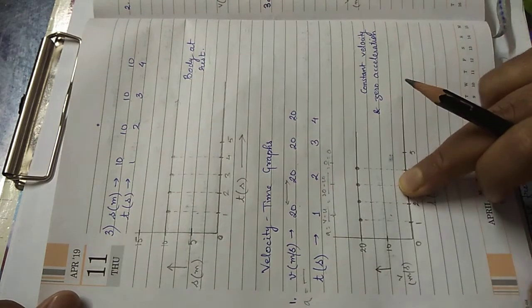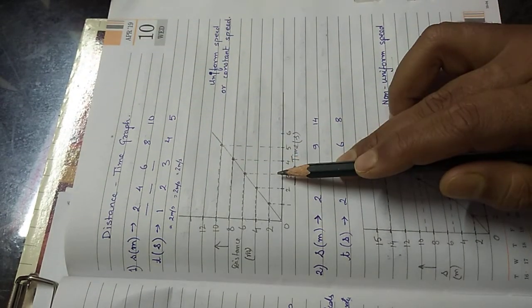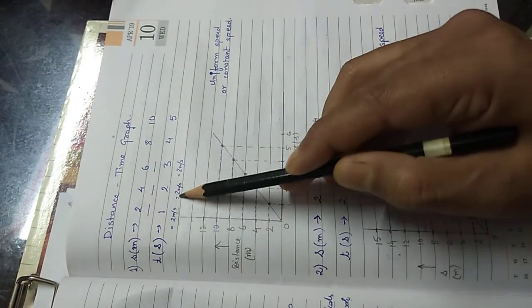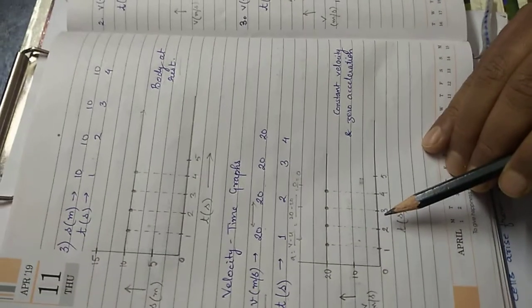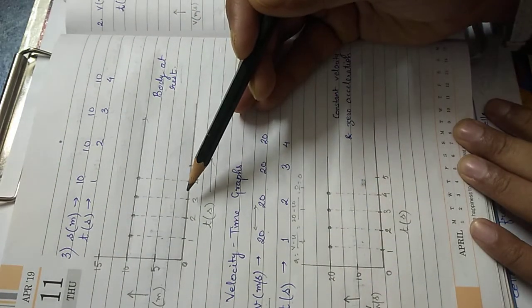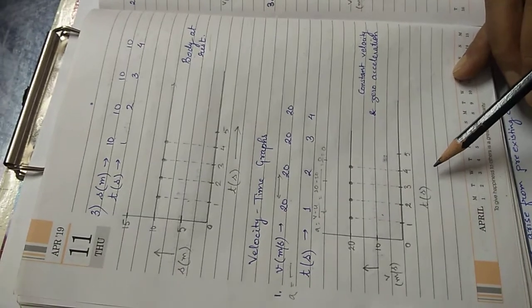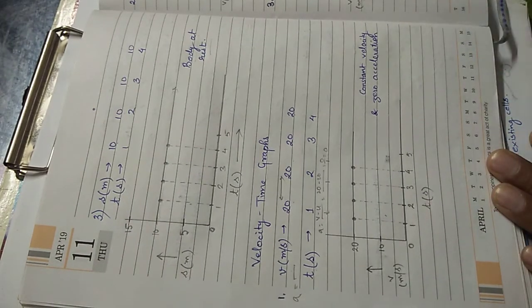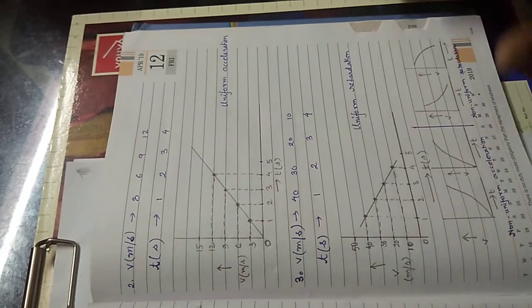Now this graph has the same meaning as this distance time graph. Here also we are finding what? That the speed is constant. So this distance time graph has the same meaning as this velocity time graph. Don't think that this graph and this graph are the same. No, this is the distance time graph of a body at rest, and this is a velocity time graph where the body is not at rest. It is moving with a constant velocity. Acceleration is 0.